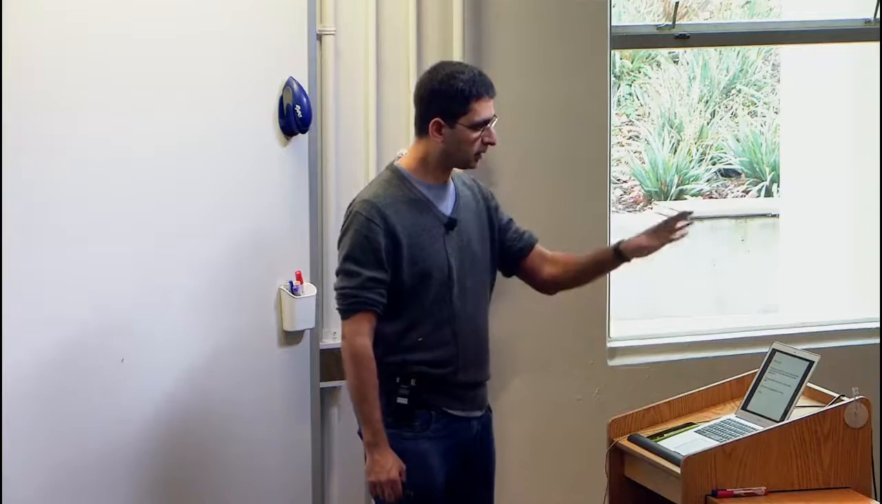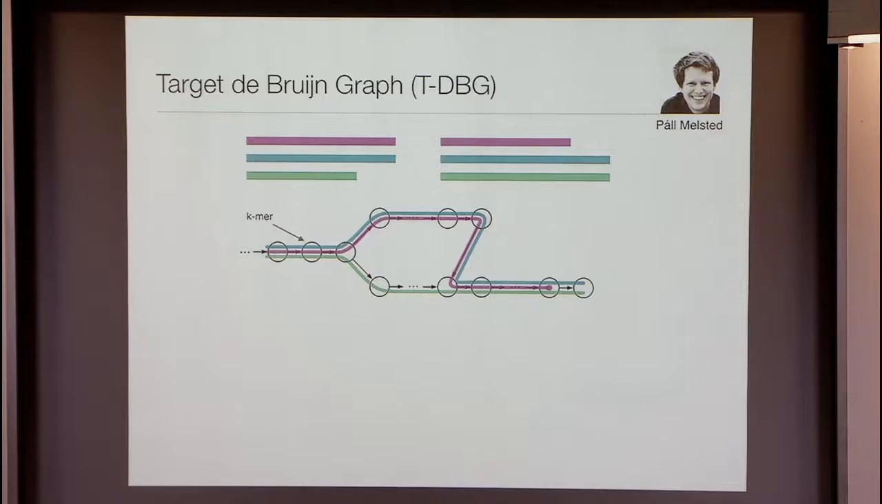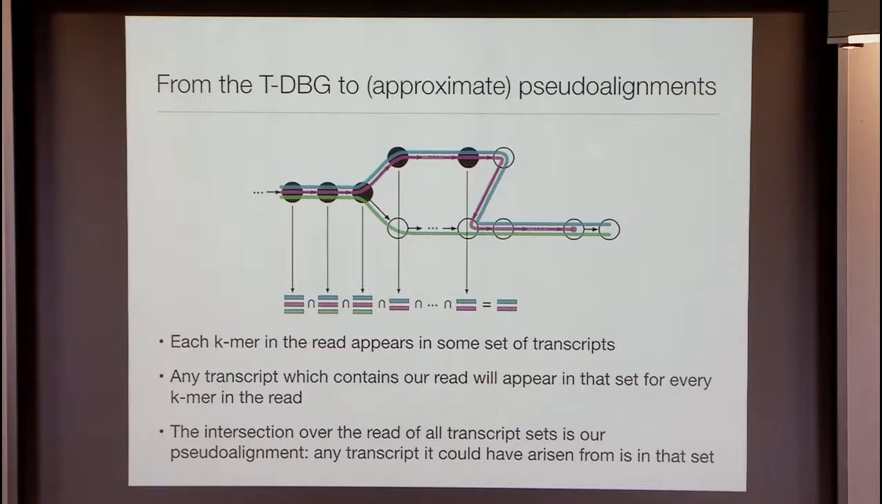Can you go back to the pseudo-alignment figure? This one? The next one, the one that shows, okay, this one. With the exception of shrinking non-bifurcating paths, why do you need the graph at all? Why are you actually storing the edges in the graph? Yeah, you don't really need to store the edges. It's true, you don't.